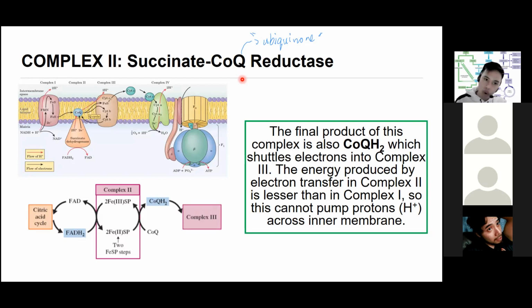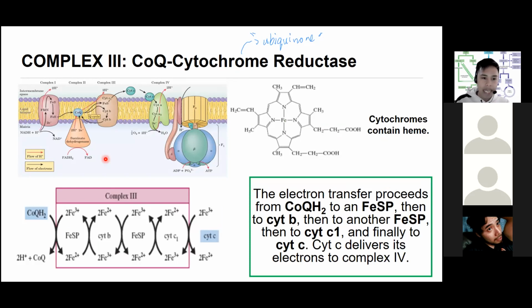Okay. So afterwards, what happens now in complex 3? Complex 3 will be the one that accepts the electrons coming from complex 1 and complex 2. So the coenzyme Q carries the electrons from NADH and FADH2 towards your complex 3. Your complex 3 comprises what we call cytochromes. Cytochromes are compounds containing a heme. So this is a heme. This is the structure of a heme.